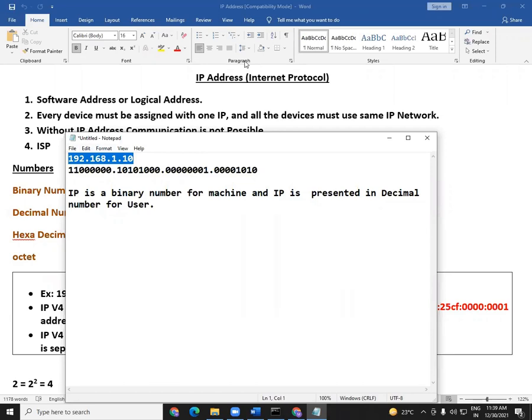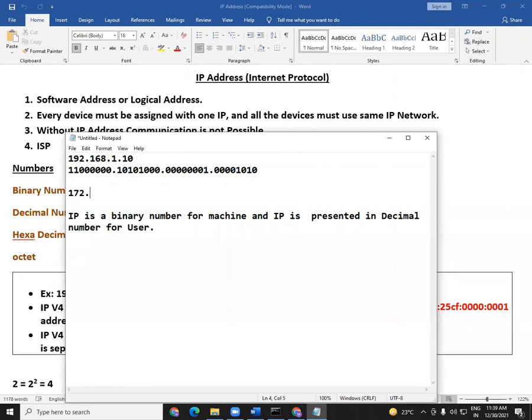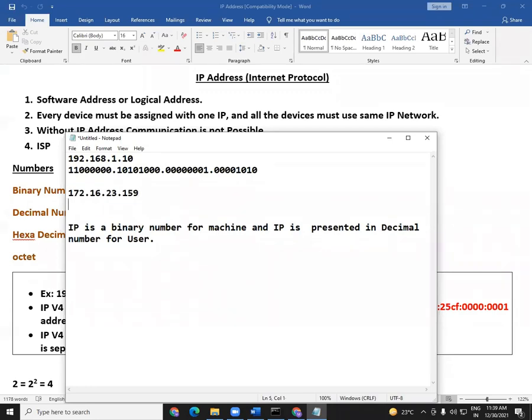So IP address is presented to the user in the form of decimal, but IP address is in binary in the background. Got it? IP address is in binary in the background. Only for a user, it is in decimal. I repeat again, friends, only for a user, it is in decimal. But for a machine, it is in binary. If I say a number like this, for example, 172.16.23.152, this is in decimal. But for a machine, it will be some binary.